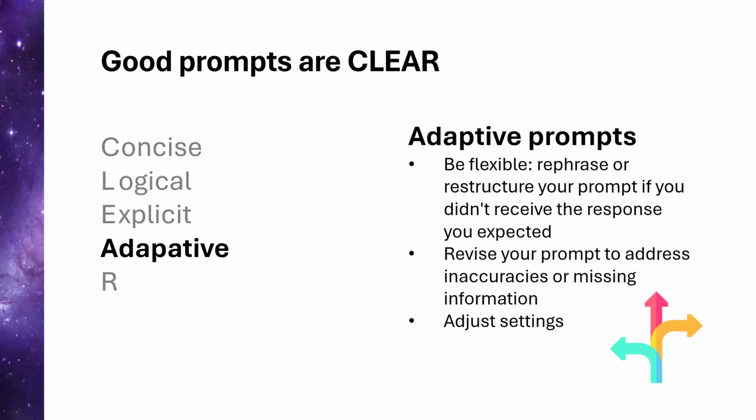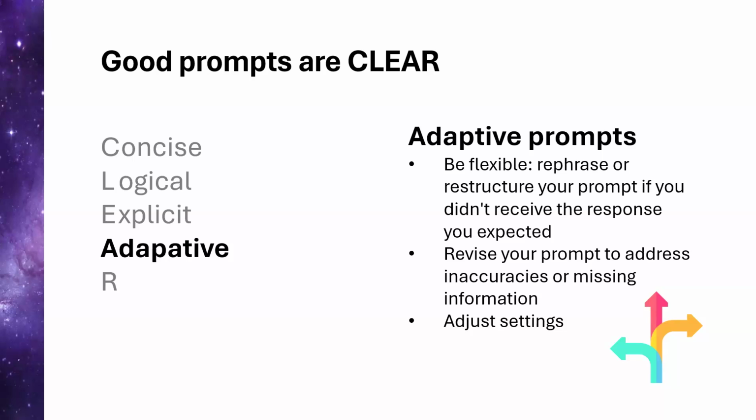It's important to be flexible when prompting generative AI tools. If you didn't get the response you expected on the first try, rephrase or restructure that prompt and try again. For example, if the AI missed something that you wanted it to include, make sure to specify that in the revised version of your prompt. Make sure to explicitly say what you need when you prompt the tool again.